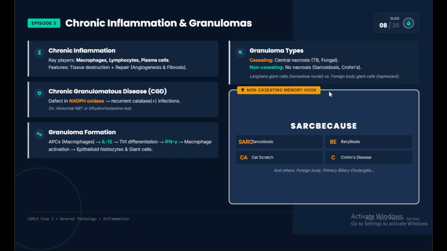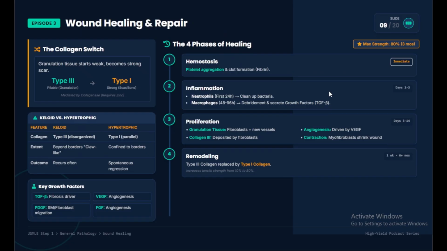Sometimes they form granulomas to contain what they cannot eliminate. So that's it from my side for chronic inflammation. Now, moving on to the next topic, which is wound healing and repair. We have discussed acute inflammation and chronic inflammation. Now it's time to see how the body repairs itself.